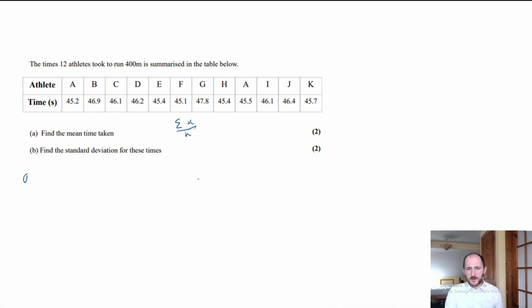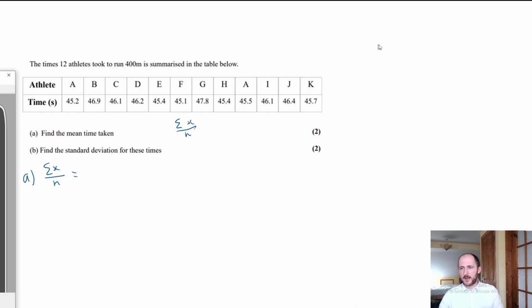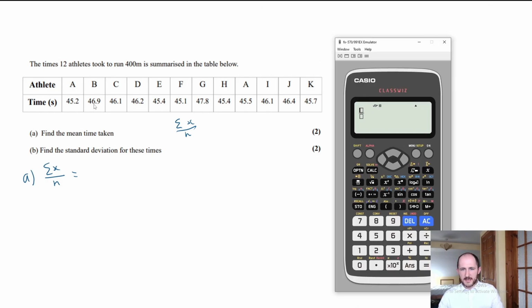So with the mean here, all we're going to do is add up all of the pieces of data and divide it by the number of data we have. And I like to do this all in kind of one step on a calculator. So top is just going to be adding all of these up. So 45.2, 46.9, 46.1, 46.2, 45.4, 45.1, 47.8, 45.4, 45.5, 46.1, 46.4, and 45.7. So let's just go through and make sure we get it.